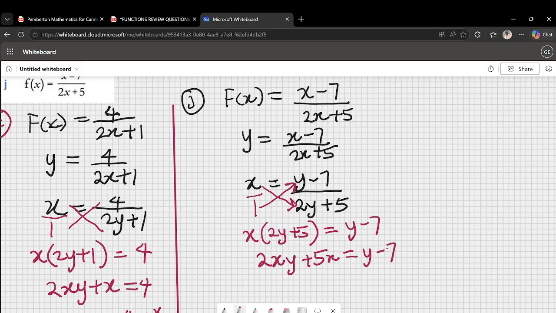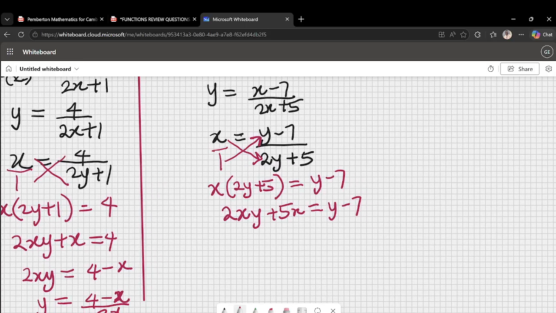Now the next thing you need to do is to collect like terms to solve for y. So I can bring the y that's on the right hand side to the left, and I carry 5x to the other side. So this is going to be 2xy minus y is equal to minus 7 minus 5x. The next thing is, since I have two y's, I need to factor the y out by factorization.